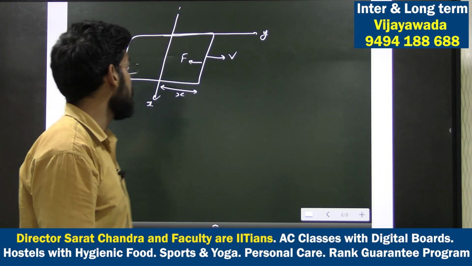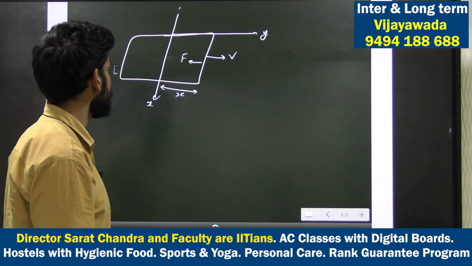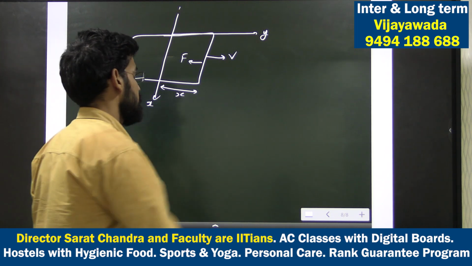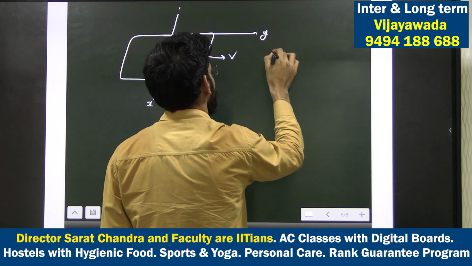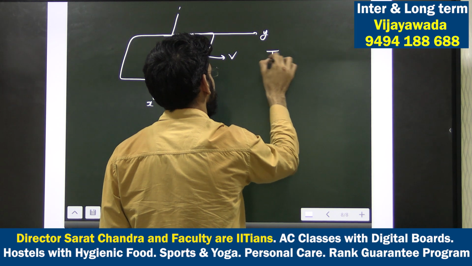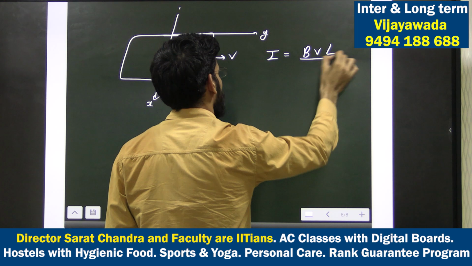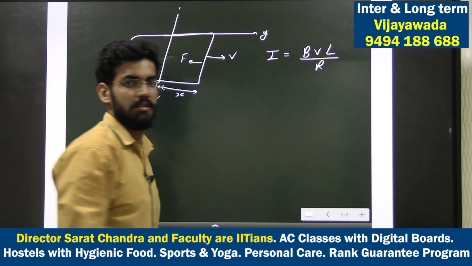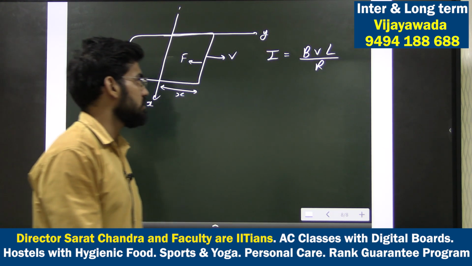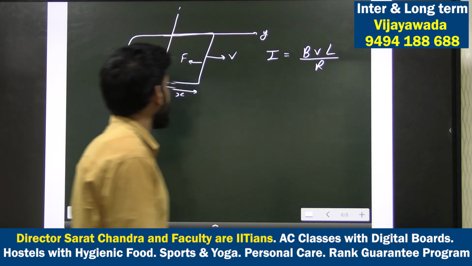Before that, let's write down the flux. dΦ by dt is what? EMF. So if we write down the EMF, or let's write down directly the current only. EMF is BVL, divided by resistance, this is your current. EMF generated divided by the resistance is your current. So current you wrote.